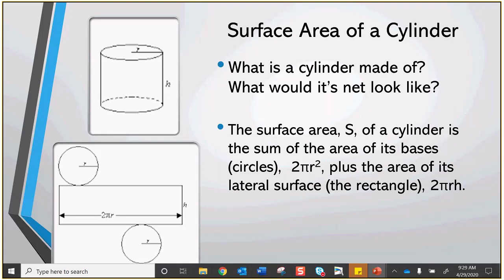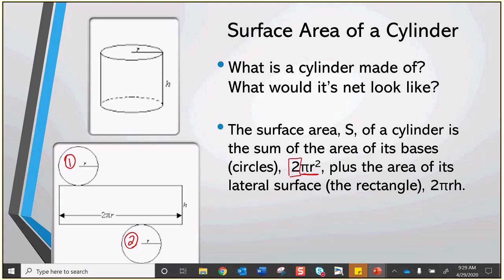The area of a circle is pi r squared, we know that. Where does this 2 come from? Well, it comes from the fact that there are 2 circles. We're finding the area of a circle and doubling it because there are 2 of them. So that part of the formula takes care of the circles. Then you're going to add the area of the rectangle.